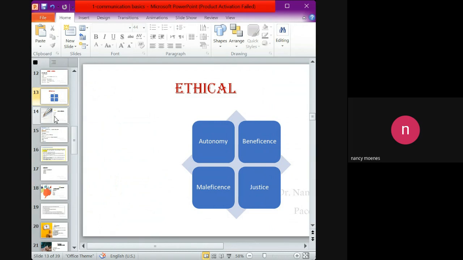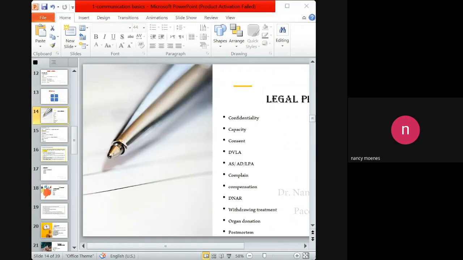What about the legal issue? The main thing is confidentiality. What is confidentiality? Confidentiality is that all the health condition of the patient is confidential to him.